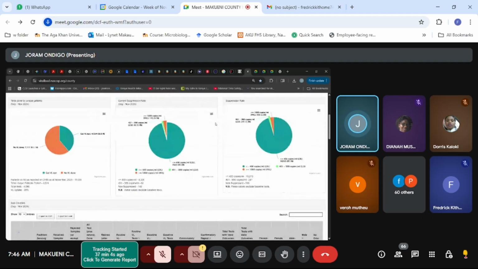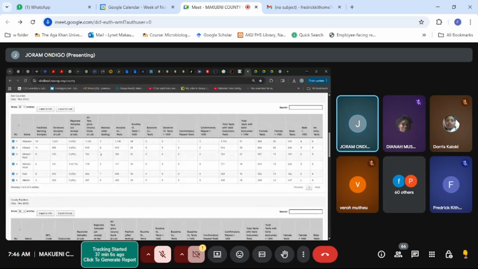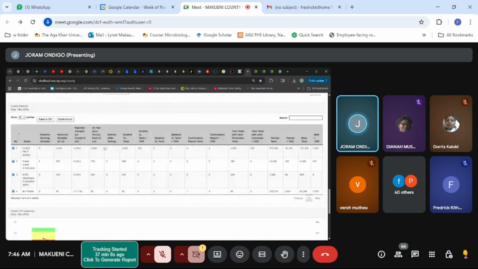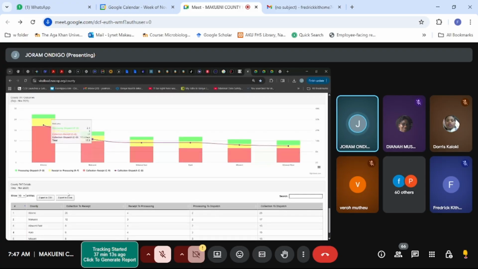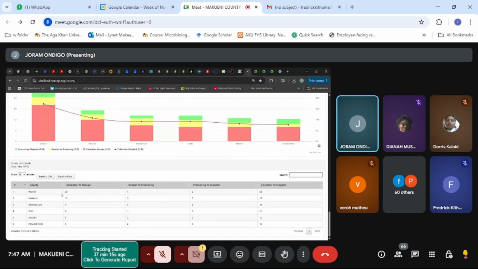Now, we want to go to the TAT, the one we were looking at. Let's just go to the TAT for the facilities. As you can see here, a lot has changed. Of course, Kilome still, like in this period, they have even taken longer now. They have taken around 20 days, Makueni around 12 days, Kibwezi around 9 days, Kaiti around 8 days, Mbooni around 8 days, Kibwezi West around 8 days before the samples reach the testing lab. So for the team that is in Kilome, we really need to find out why these samples were collected and they took so long.